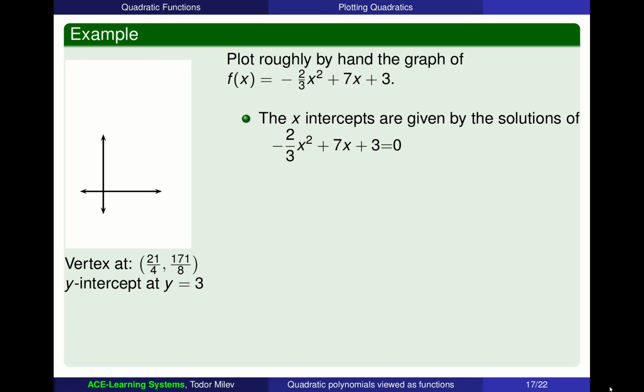Now let's find the x-intercepts. So to find the x-intercepts of our parabola, we need to solve the equation negative 2/3 of x squared plus 7x plus 3 equal to 0. Let's do that.